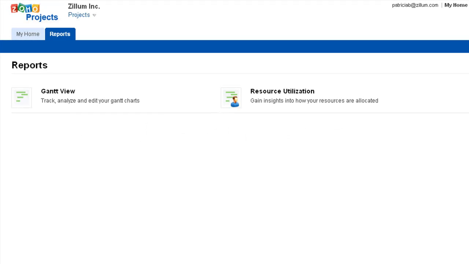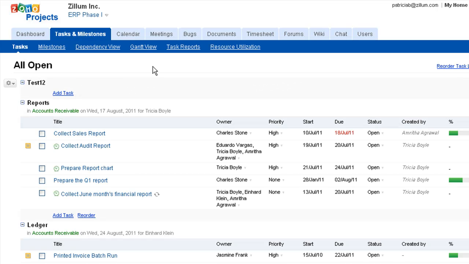This video illustrates the resource utilization chart and editable Gantt chart in Zoho Projects. The resource utilization chart and editable Gantt chart feature is available at the portal level and at the project level under the Task and Milestones tab.